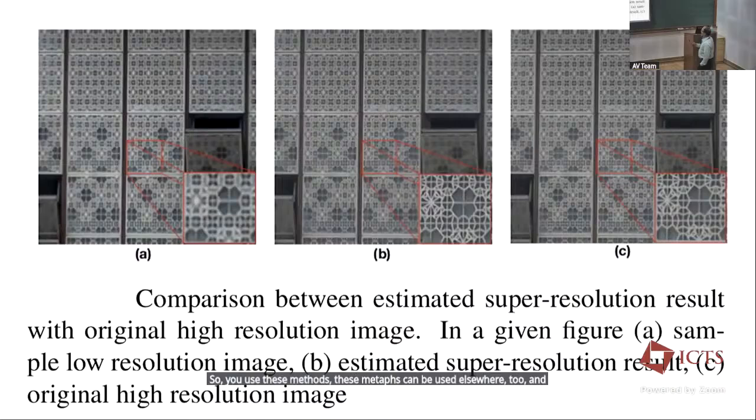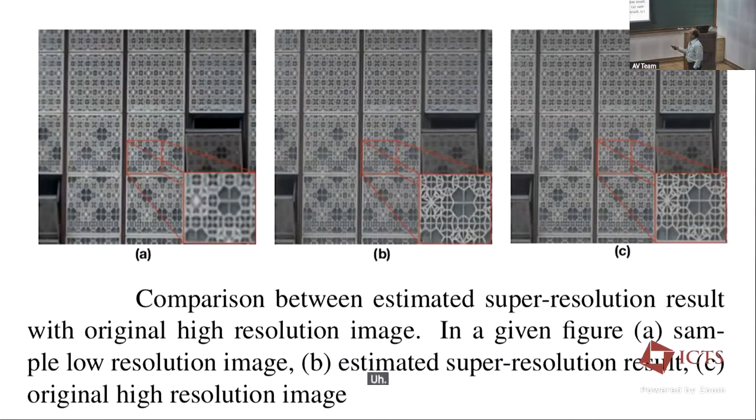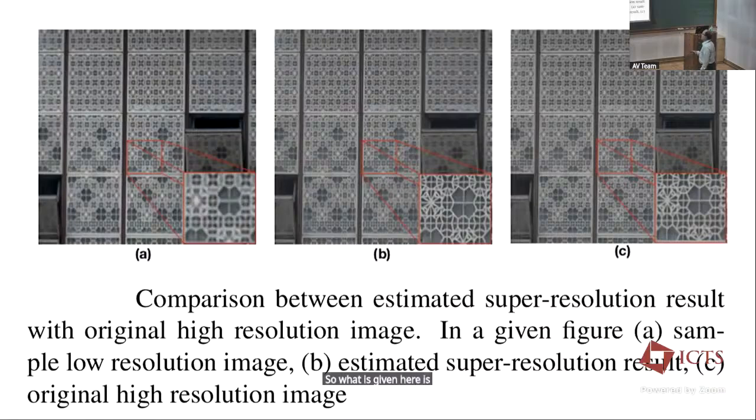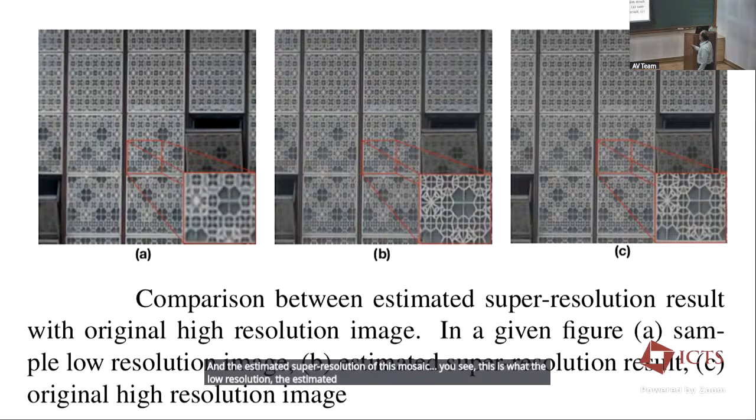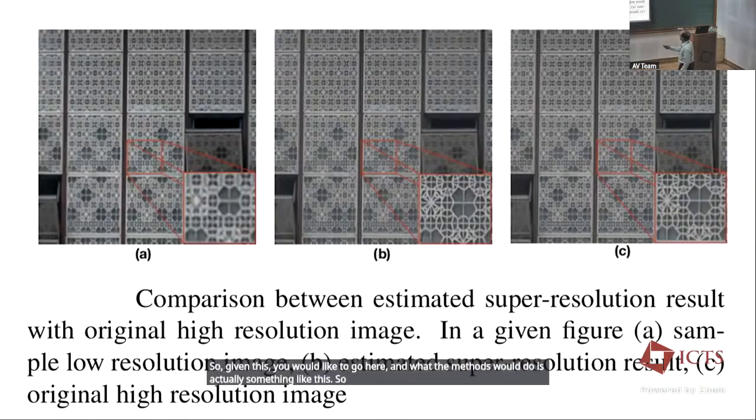And this last cartoon which you see is a nice cartoon of a set of mosaics, and you would like to know the subtle details of this. What is given here is a sample low resolution image of this mosaic and the estimated super resolution of it. This is the low resolution, the estimated one is this, and the original high resolution image is this. Given the low resolution image, you would like to recover this, where the details are finer.